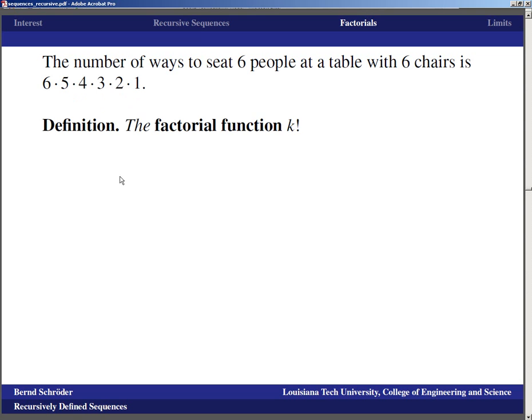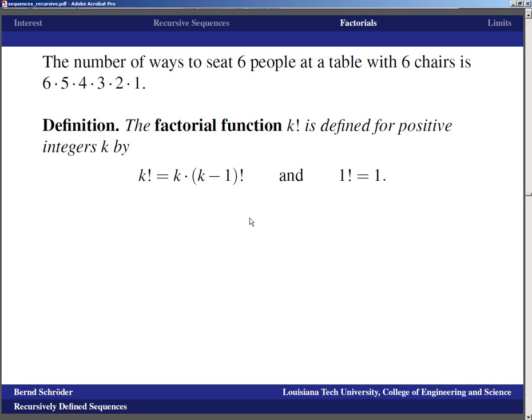The definition of this function is that the factorial function k factorial is defined for positive integers k by k factorial being k times (k minus 1) factorial. So it is always k times whatever we had from the previous one. And 1 factorial is defined to be equal to 1.